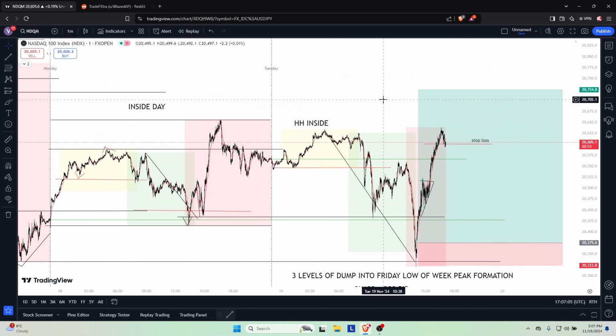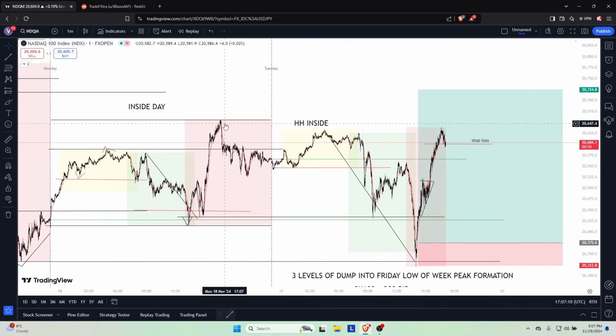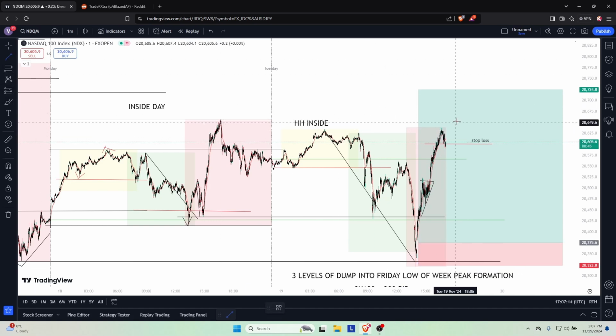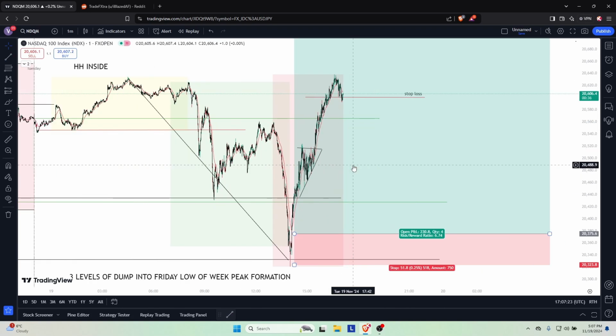So another important bit of information is, for this to be a failed breakout of the daily level, it's going to come and break this level. So if price trades back up here and comes higher than this, that is known as a failed breakout.